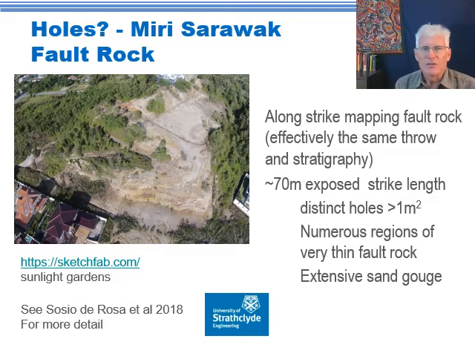So the unique things about it is a lot of good exposure along strike that shows effectively the same throw in the stratigraphy because it's a normal fault. So we've got more than 70 meters of exposed strike length. There's lots of distinct holes where the core zone is absent, and these are greater than, say, a meter by a meter, a square meter. There's numerous regions of very thin fault rock, and there are areas where there's lots of sand gouge as well as more clay-rich gouge material.